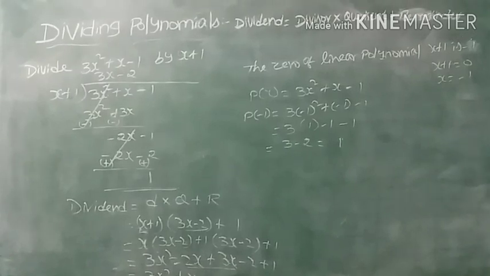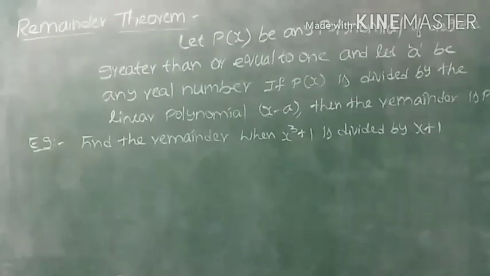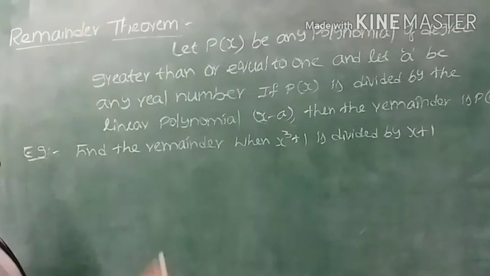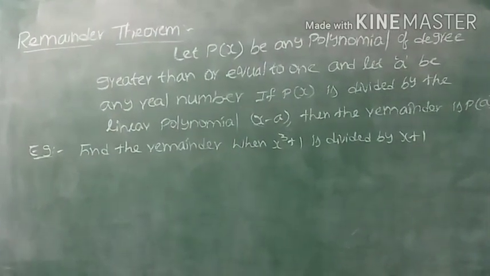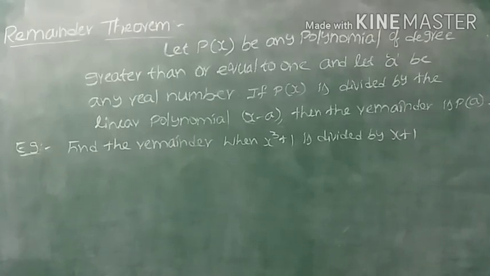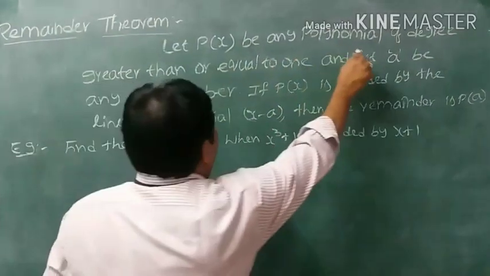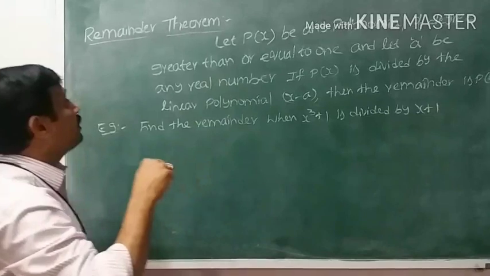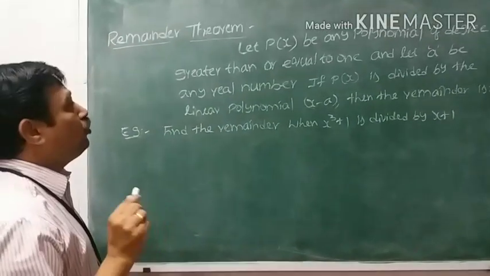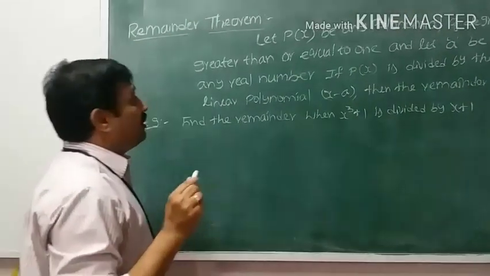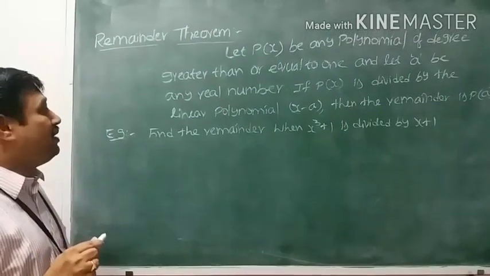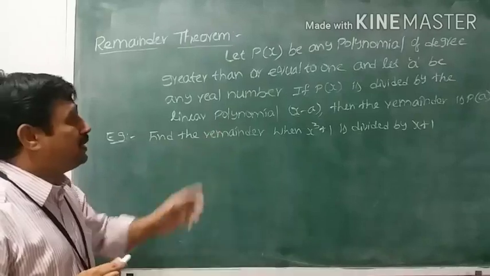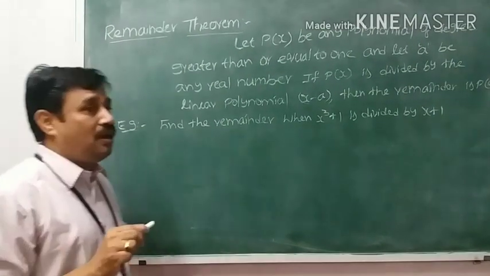Now we'll go to another topic. The next topic is the remainder theorem. In this one, a definition is there. What does that mean? Let p of x be any polynomial of degree greater than or equal to 1, and let a be any real number. Then if p of x is divided by the linear polynomial x minus a, then the remainder is p of a.